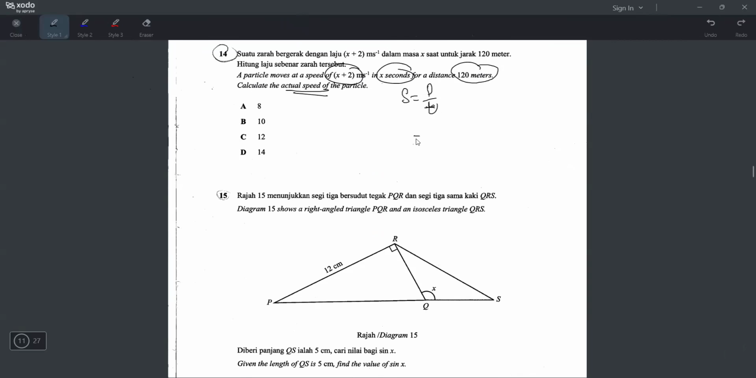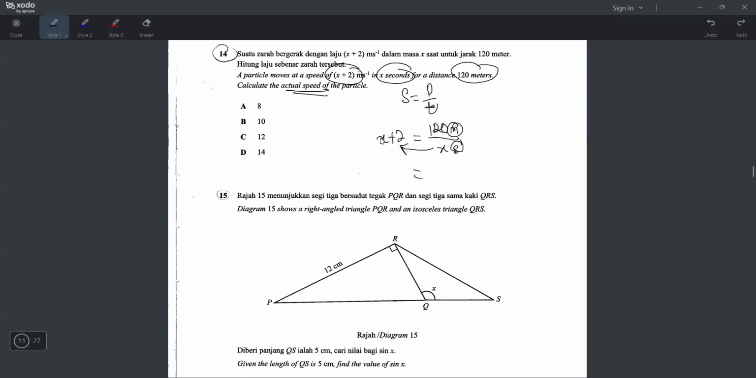So the speed they already give us is x plus 2, just put it in. Distance they already gave, 120 meter. And time they already gave, x second. And coincidentally the units are also matching, meter per second. This x plus 2 is also in meter per second. So now you can find x, but you have to move things a bit. So let's get rid of the fraction. How to get rid of it?